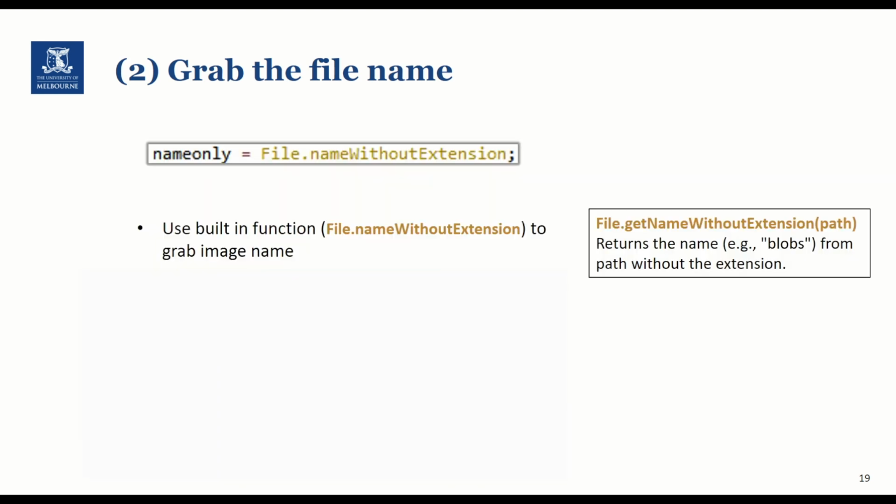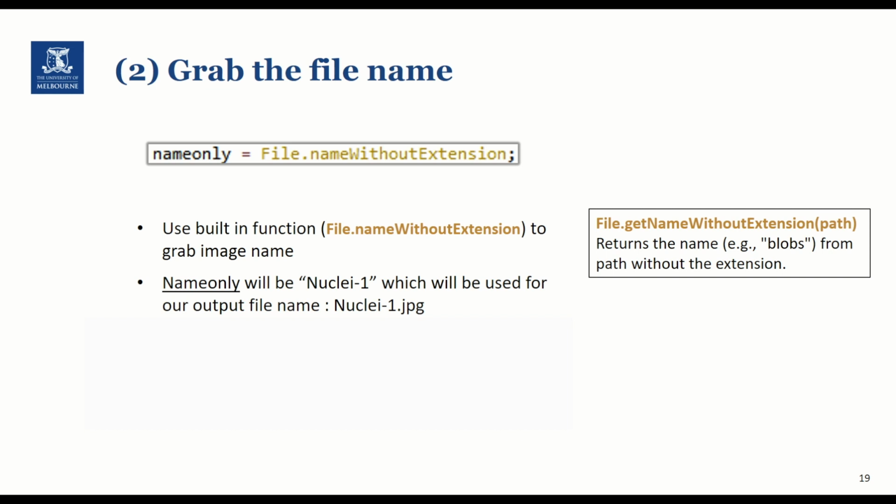Before we duplicate the image, there is one thing we can also do, which is getting the name of the image and storing it into a new variable. We will use this function called file.name without extension, and as the name of this function already explains, this function will grab the name of the file we have opened without the extension part, which is .tif in this case. So the string that will be assigned to the name only will be nuclei-1 instead of nuclei-1.tif.